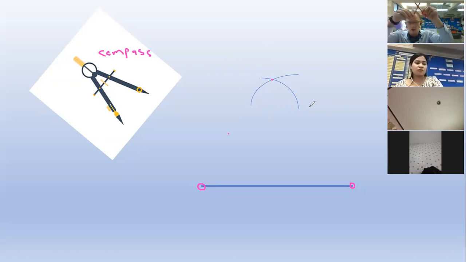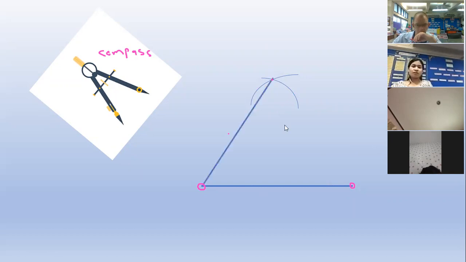So you put your compass on the base and you draw an arc. And then you switch it to the other side and you draw an arc. Once you've done that, you connect the lines with a ruler. Very important to use a ruler because we need to be as accurate as possible. And that's how you can draw a triangle.